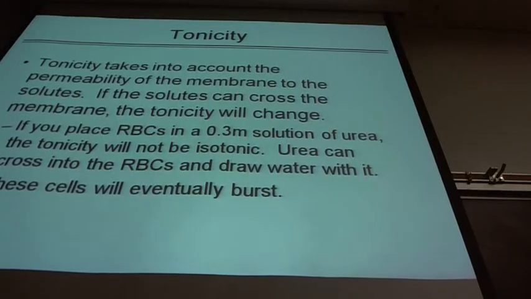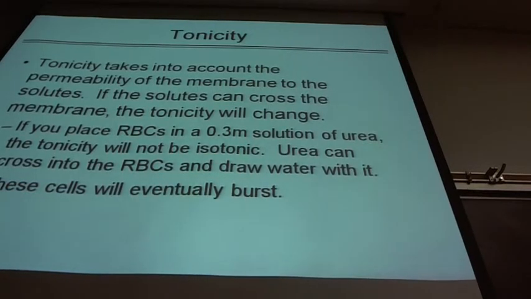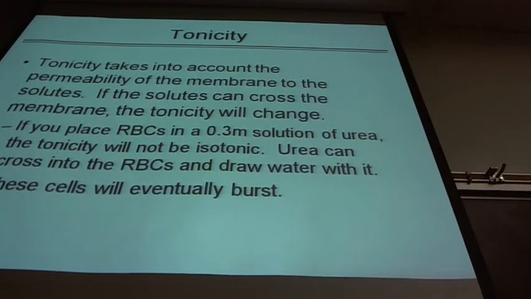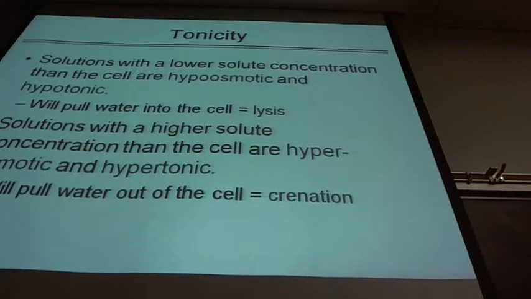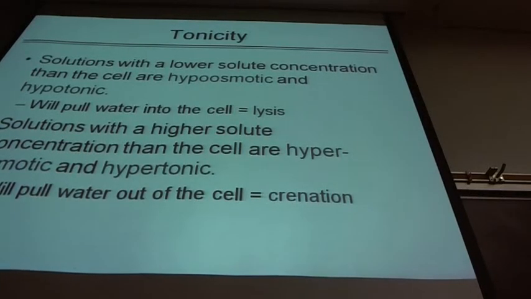So if you put urea in red cells, which we'll do on Thursday, or you put something like hexane in red cells, because it's nonpolar, it goes right through the membrane. It increases the osmotic pressure to bring water into the cell, and the cells burst.